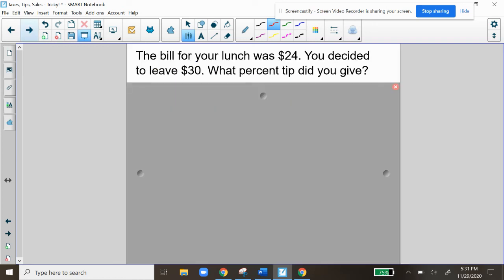All right, so one more here. It says the bill for your lunch was $24. You decided to leave $30. What percent tip did you give? So again here, now you're looking for the percentage. So try setting this one up on your own.